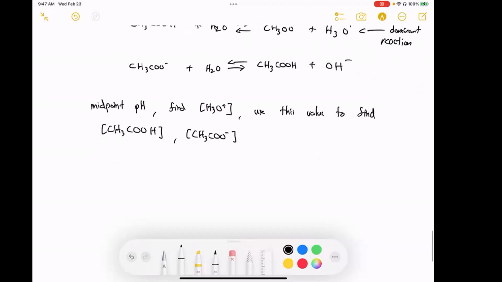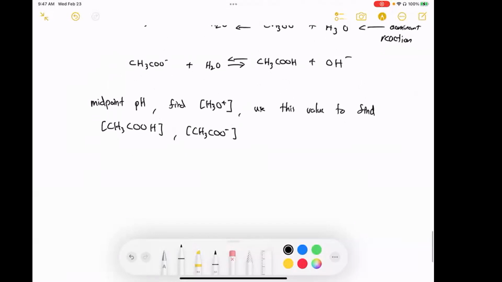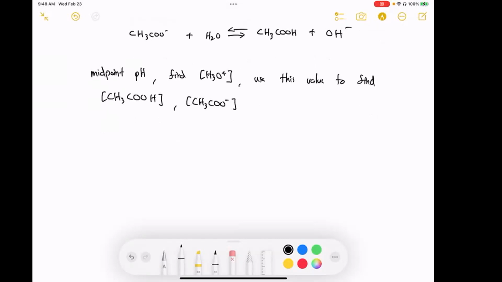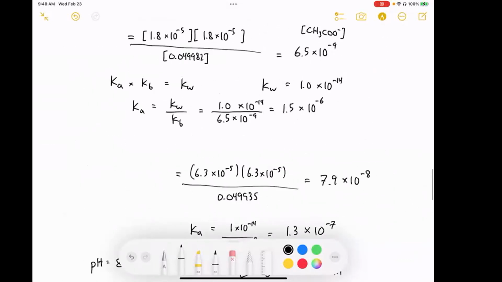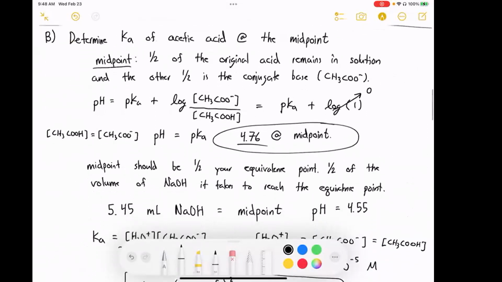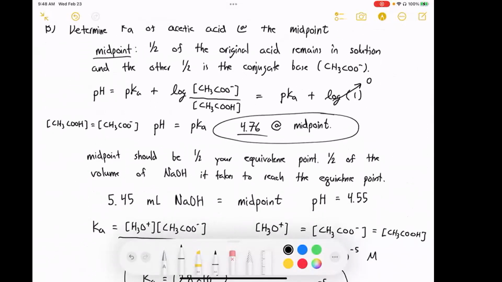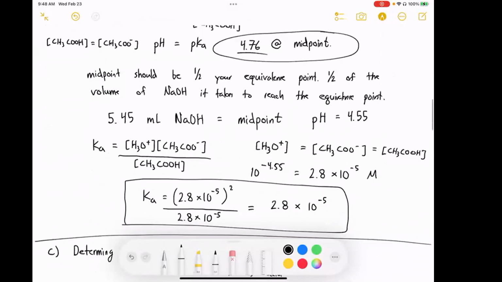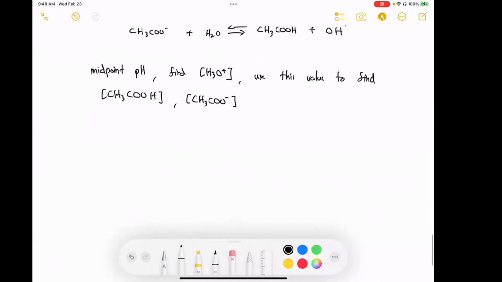But essentially what I told you before, the pH you found will be equal to... So for example, if your midpoint pH is, let's just go through the same thing we did before. Say our pH is 4.55, right? So pH is 4.55.